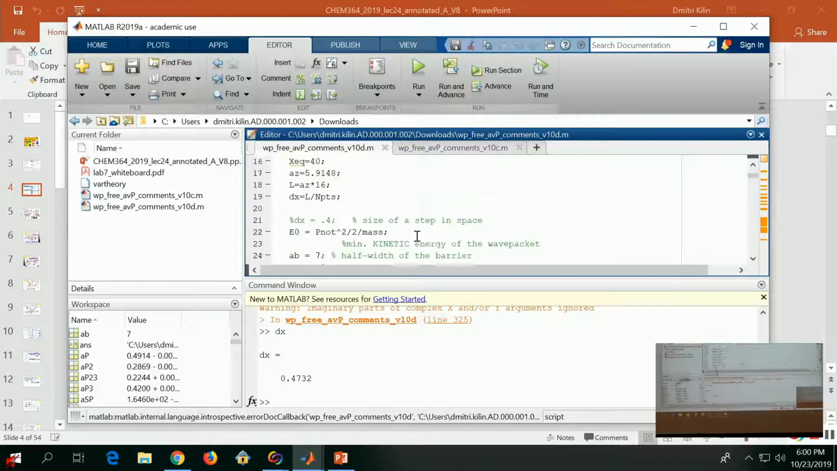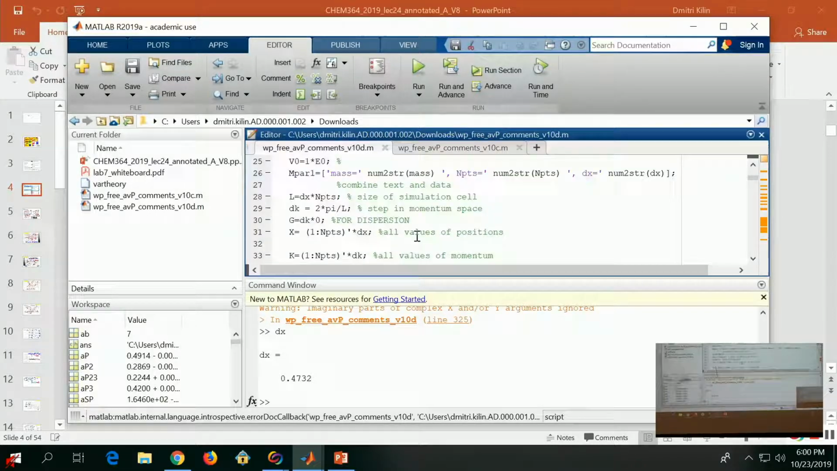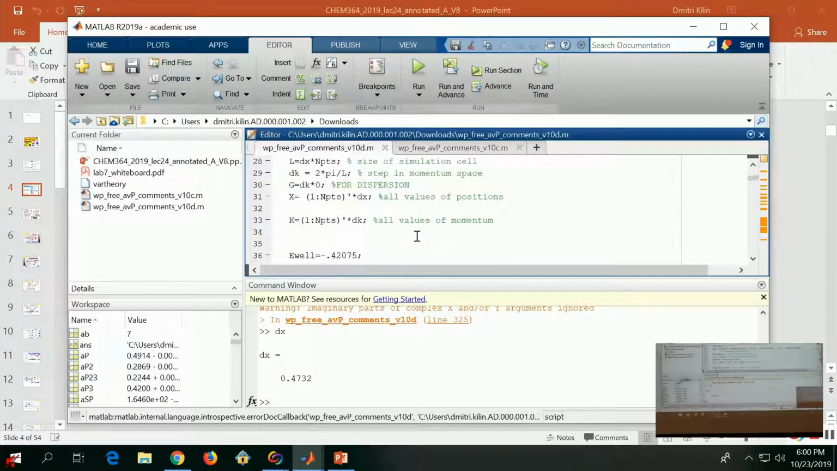Tau is time step. Skip that. Is that like seconds? No, atomic units of time. One atomic unit of time is about 1/40 of a femtosecond. So if you need 1 femtosecond, you need 40 atomic units of time. I'll try to remember and tell a little more about units in the class.